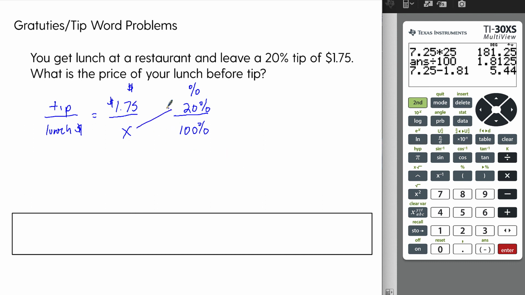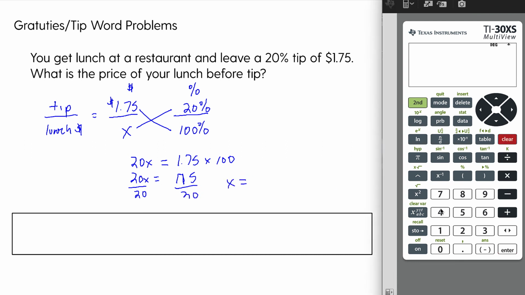Okay, so again, we'll cross multiply. So this will be 20x. 20 times x is 20x. And then it'll be $1.75 times 100, which is going to be equal to, you just move those decimals to the right 2, which will make this 175. And there's our x. So we'll end up dividing by 20 on each side. And the cost of the lunch will be equal to 175 divided by 20, which is $8.75.